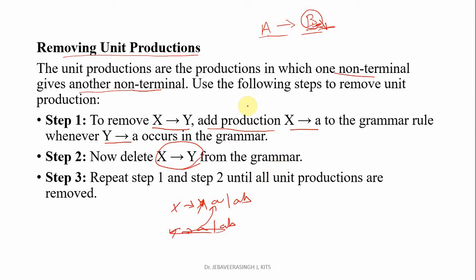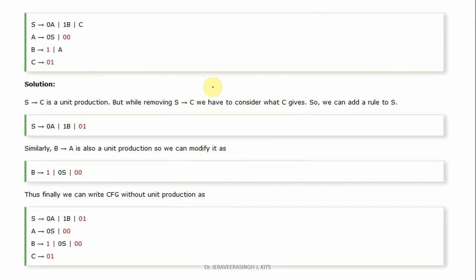Why should we eliminate the unit production? Because it doesn't make sense. Alright, if A gives B and B gives some variables, instead of having this production, we can directly have the productions of that variable straight away. Okay, it's like doing an extra step. Instead of that, we can directly use the productions of this variable straight away. Here is an example.